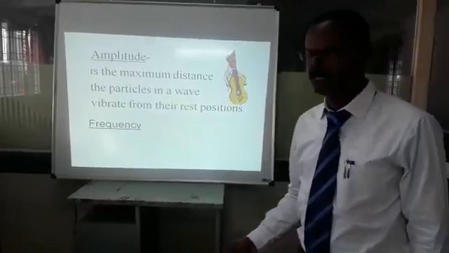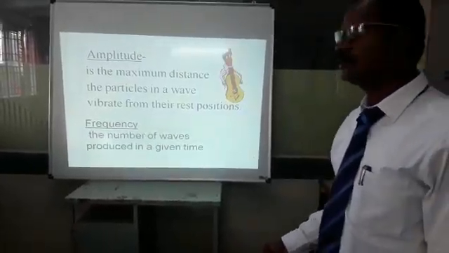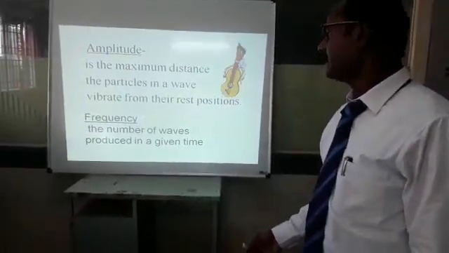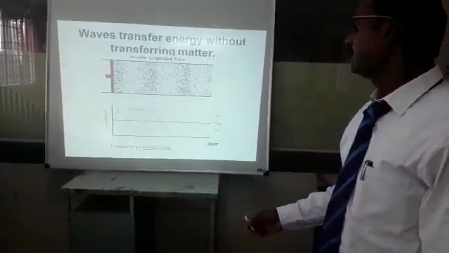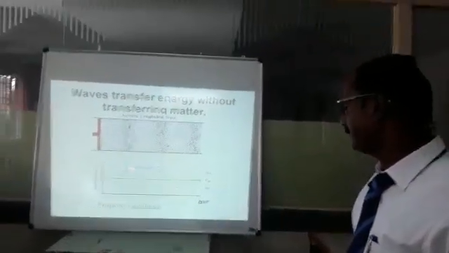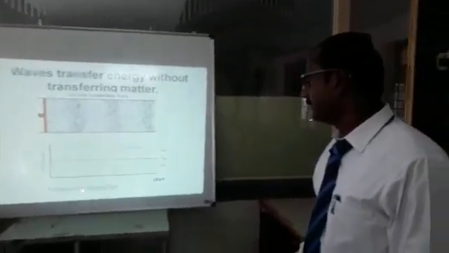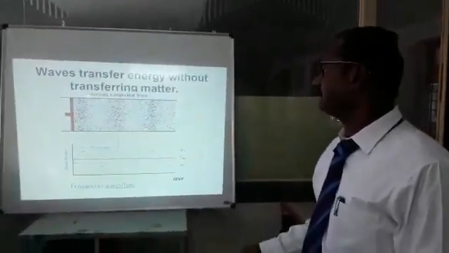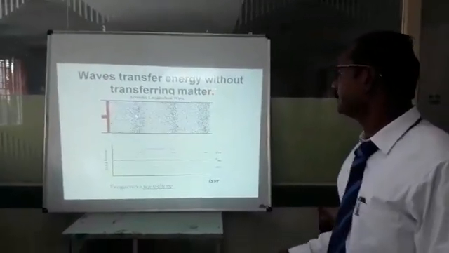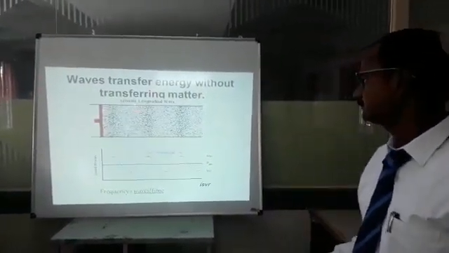And next, frequency. Frequency means the number of waves produced in a given time. The animated picture gives the information about the maximum pitch level and minimum pitch level. The frequency is equal to waves per time. That gives a wave transfer of energy without transferring matter.